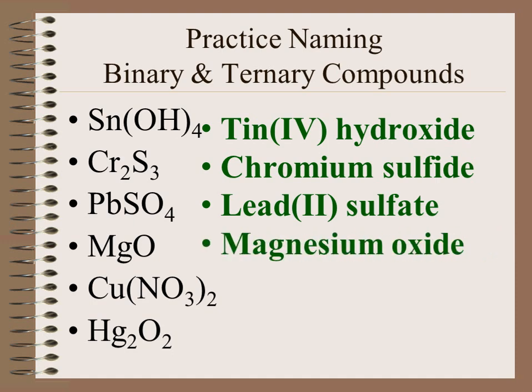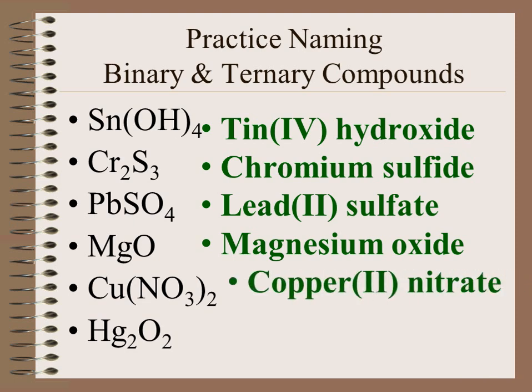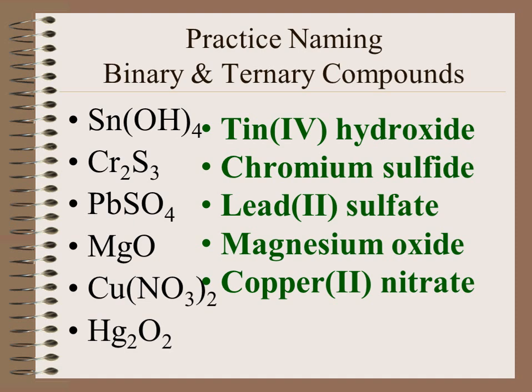MgO would give us the name magnesium oxide. Cu(NO3)2 is another compound where we have one of these multivalent cations. Copper comes in a couple of different forms, +1 and +2 most notably. And so when we correctly name this one, we would get copper-2 nitrate.